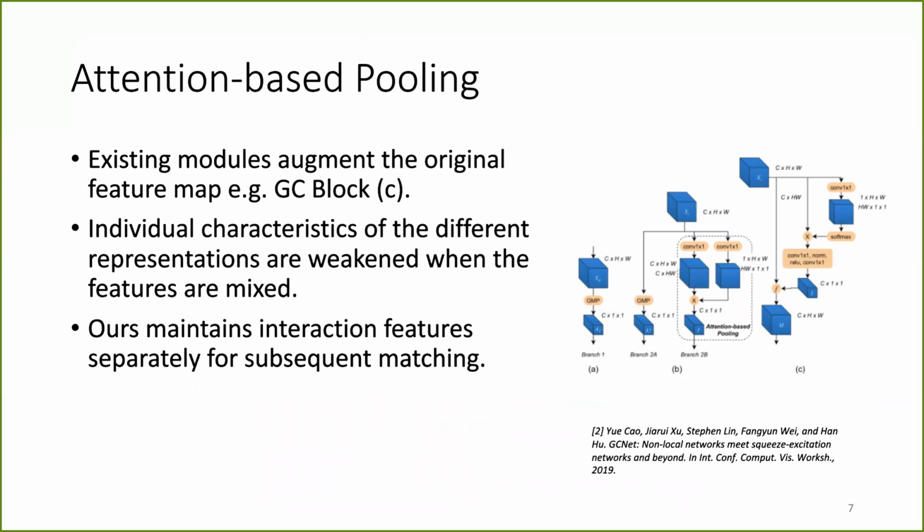So I think I've said a lot of this, but just diving into the attention-based pooling a bit more, in the image on the right, you can see the global context block, GC block, on the right-hand side. And you can see that we model the interdependency between the channels to give us an interaction feature representation. And then this is fused with the original feature map using something like a sum or a product. What we do in our attention-based pooling block is we maintain the interaction features separately for subsequent matching.